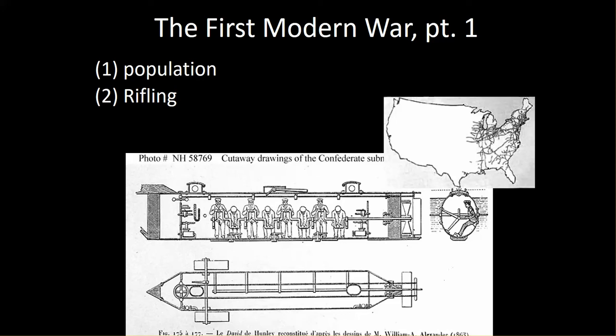Now we start building these fortifications and digging these elaborate trench systems, and defensive armies, which in this war is usually going to be the Confederates, have an advantage over attacking forces. Confederate General Stonewall Jackson said that his men would never fail to hold their position. And he was mostly right.